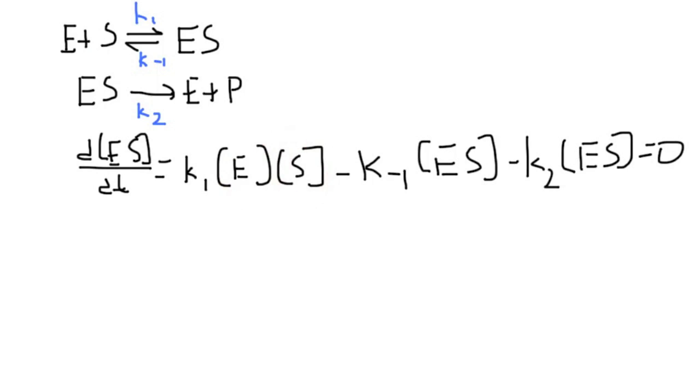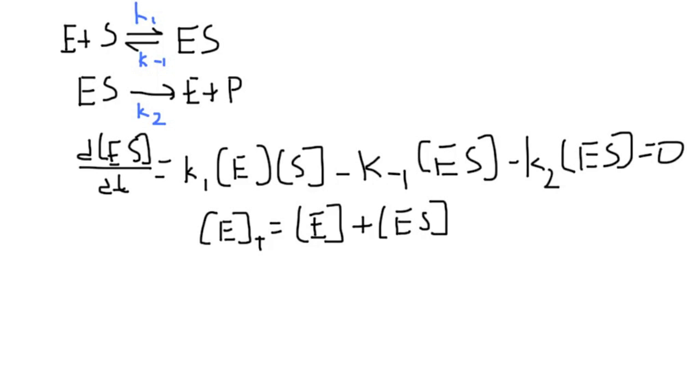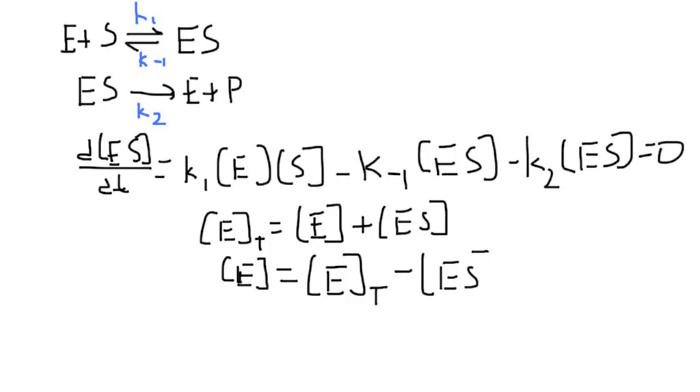This equation of K's, E's, and S's is great, but one problem we have is that it is very difficult to determine the value of unbound enzyme E. To solve this problem, we define E sub T, E total, to represent the total concentration of enzyme. E sub T must then equal the concentration of E, the unbound enzyme, plus the concentration of ES, the bound enzyme. We subtract ES from both sides and solve for E.